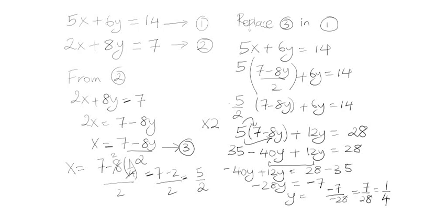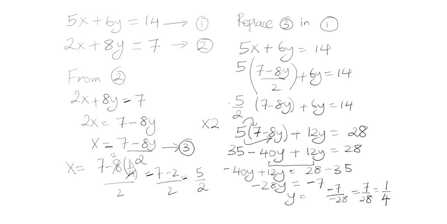Then I have two terms having y as unknown. So I group them together. I group the numbers together. So the 35 goes to the right-hand side. It becomes minus 35. Then minus 40y plus 12y is minus 28y. 28 minus 35 is minus 7. I make y the subject of the formula, so you get minus 7 over minus 28, which becomes 1/4.